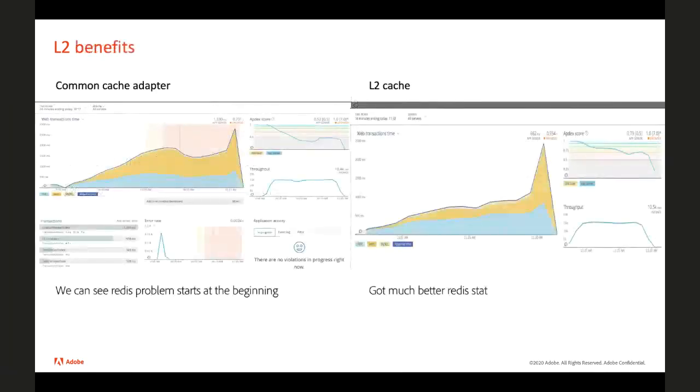So on the left side we see the common cache adapter. The yellow line is Redis. On the right side you can see the same testing approach but with a level 2 cache. We see that Redis response became much better. Let's see how we improve it even more.